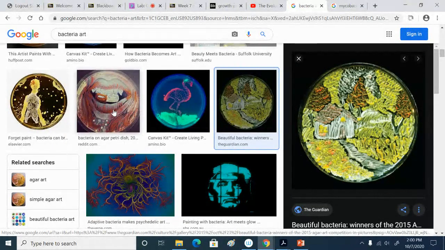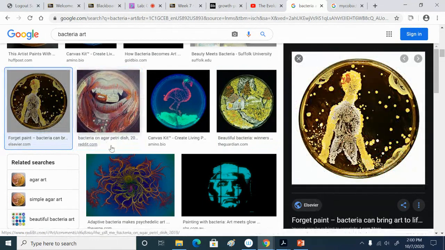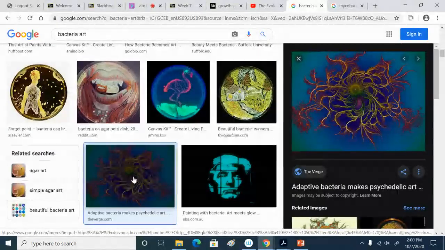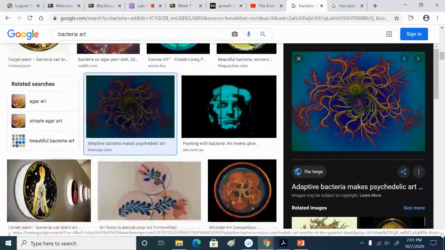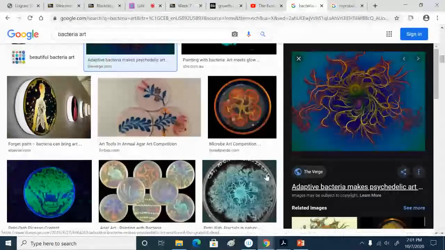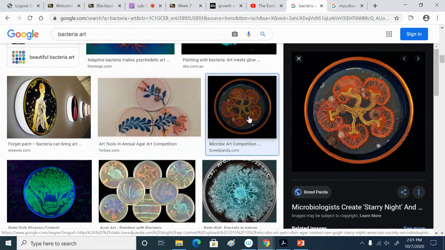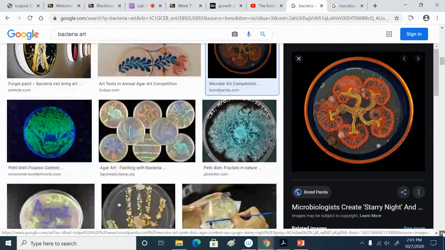Impressionism. Yeah, somebody's mouth. So, of course, you can't actually hang these on your walls, but you can take pictures of them. But look at what can be done with certain bacteria. It really is amazing. So, nerds make art, right?